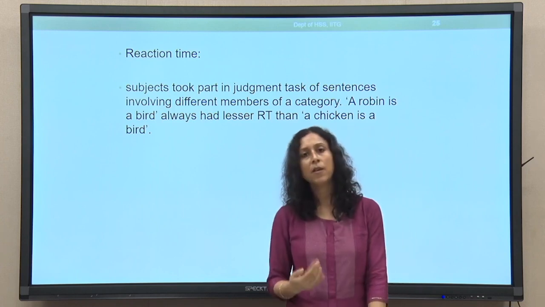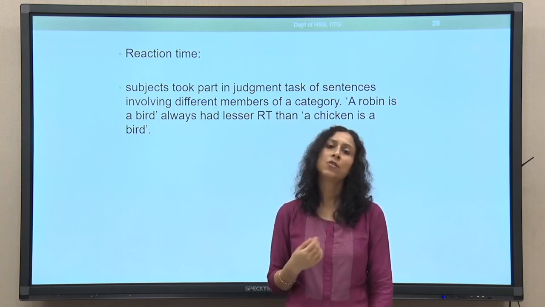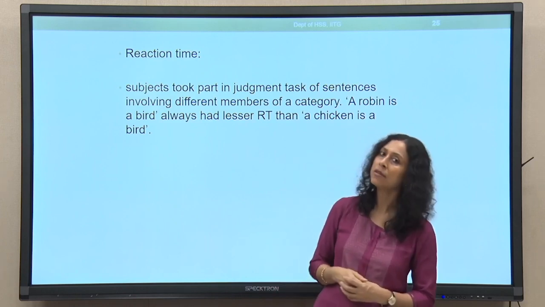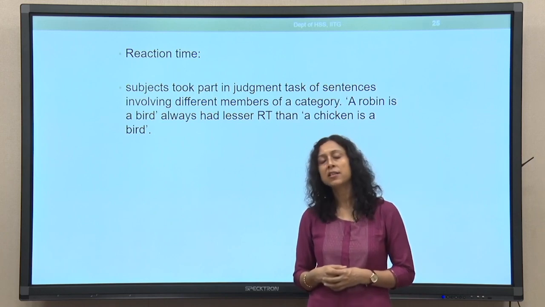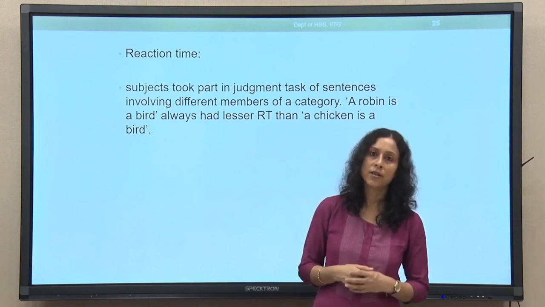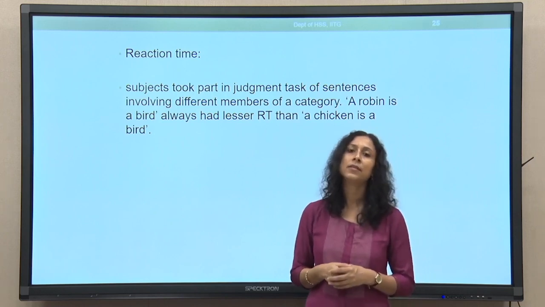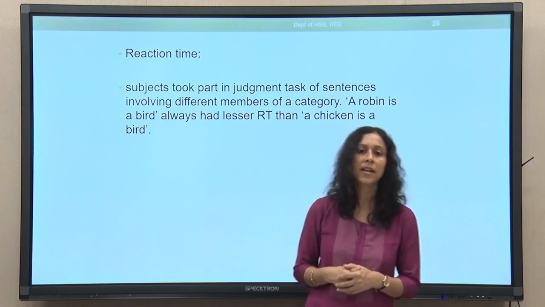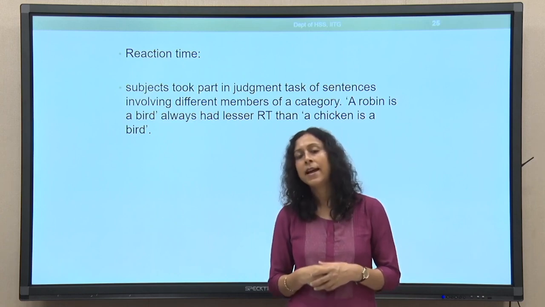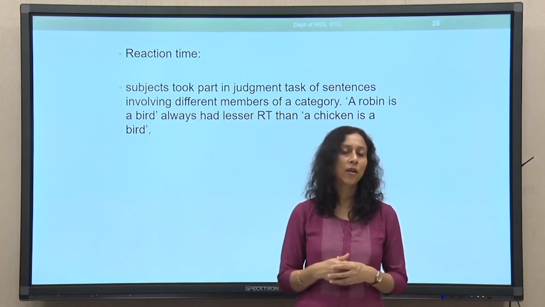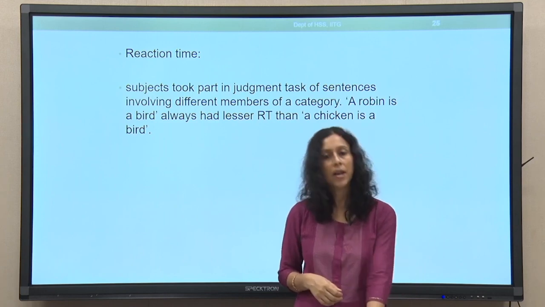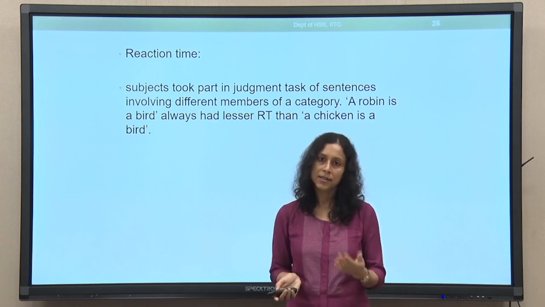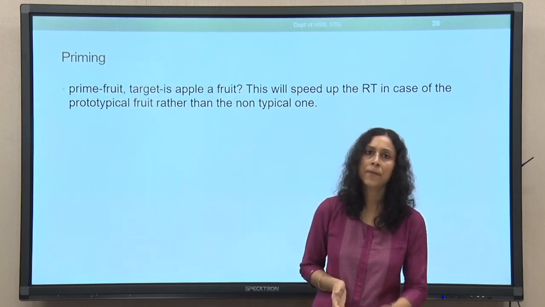And what they found out was, if the sentence included a typical member, a prototypical member of the category like robin, the reaction time is always shorter, always less than when the member is not a typical member of the category. So, chicken is not a prototypical bird, hence it will take slightly longer to read the sentence as opposed to a robin is a bird. This is almost common sense, but this is what Rosch showed through her experiments.